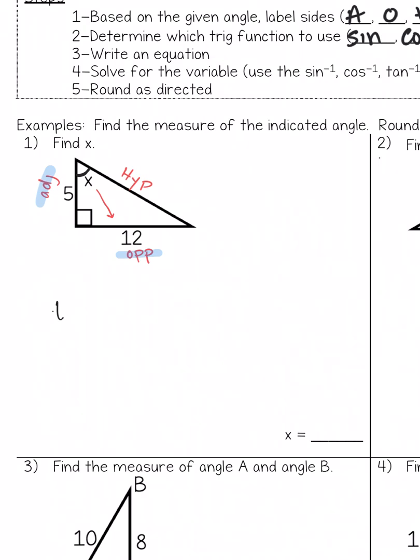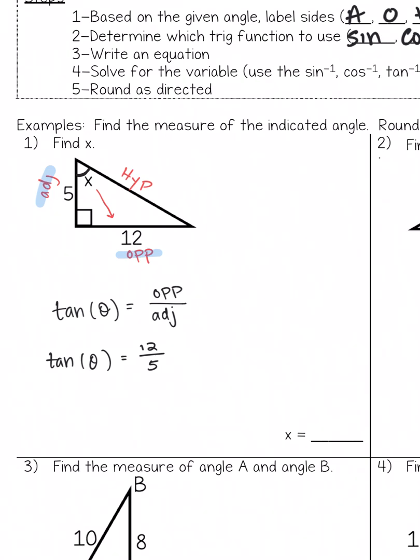So I know the tangent of theta is the opposite side over the adjacent side. I can start filling in the information I have. I don't know the angle measure, so I'm going to leave that as theta. My opposite side is 12, and my adjacent side is 5.